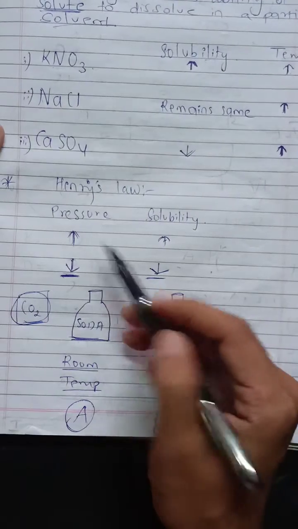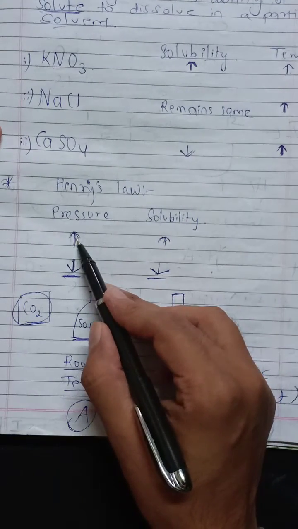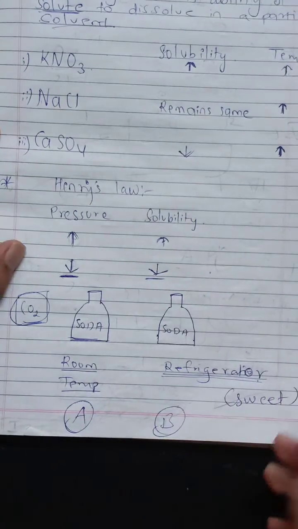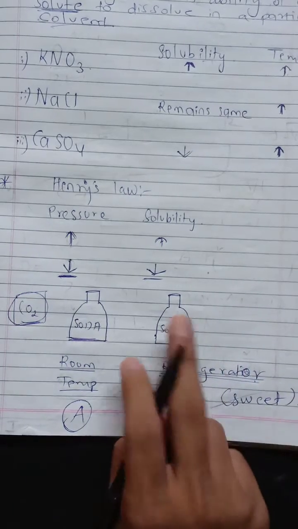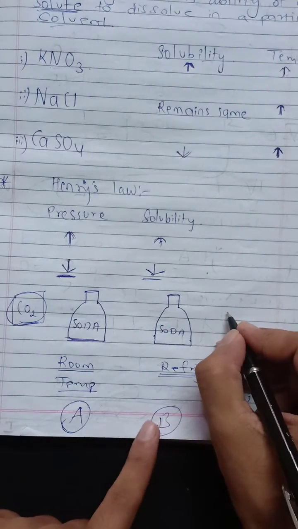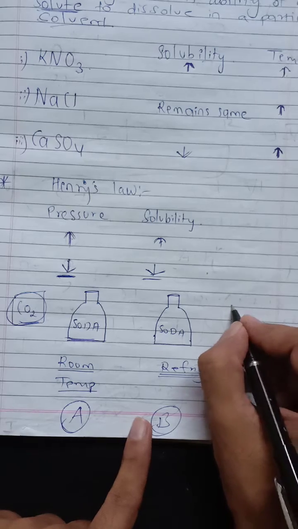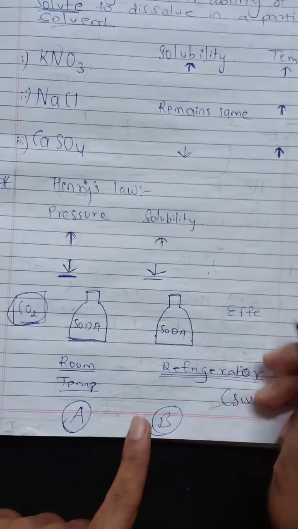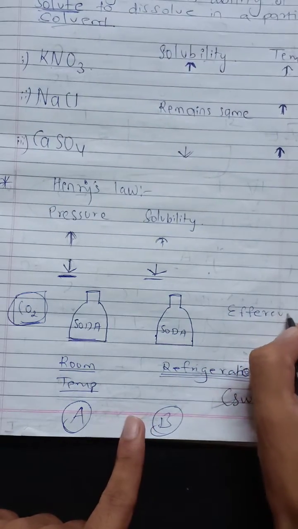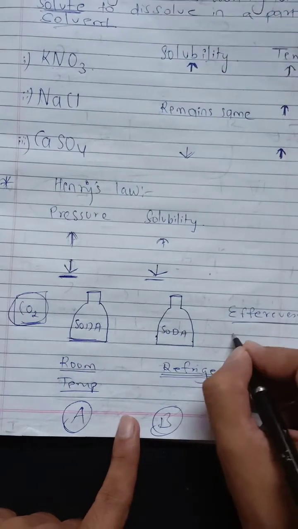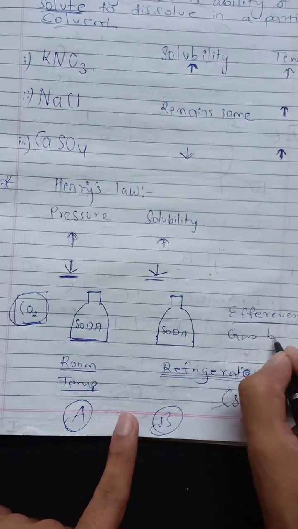So the refrigerator bottle will taste sweet. This shows when the pressure is increased, the solubility also increases. So more carbon dioxide gas was involved in this, and that is why we could see the effervescence. What do you mean by the word effervescence? The word effervescence means gas bubbles.